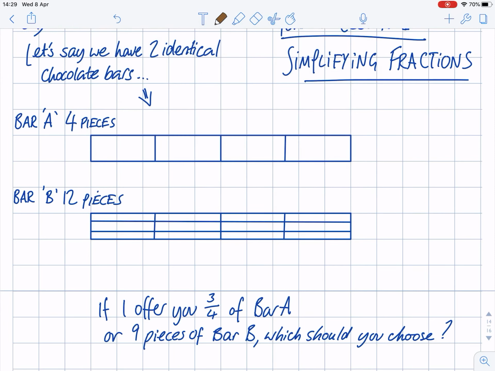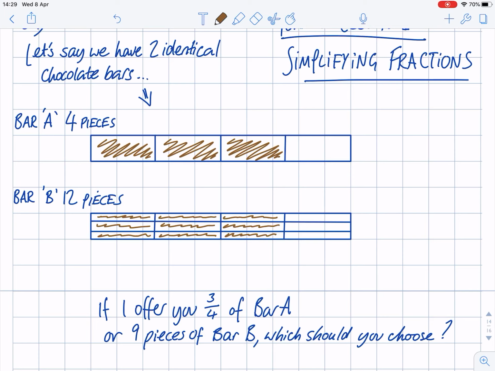So 3/4 of bar A, that means I'm going to give you 3 pieces, which I'm going to shade in nice and quickly. So that's what I'm going to give you for bar A. Bar B, I'm giving you 9 fractions or pieces. So there's 1 piece, 2, 3, 4, 5, 6, 7, 8, 9. So which one are you going to choose? Exactly. They're both the same size, aren't they?